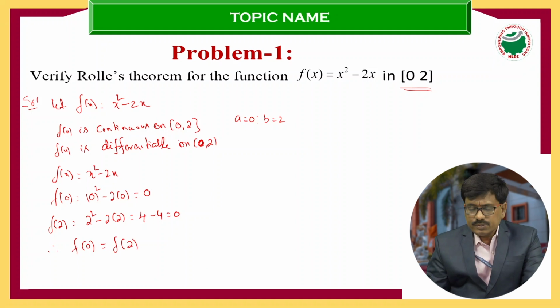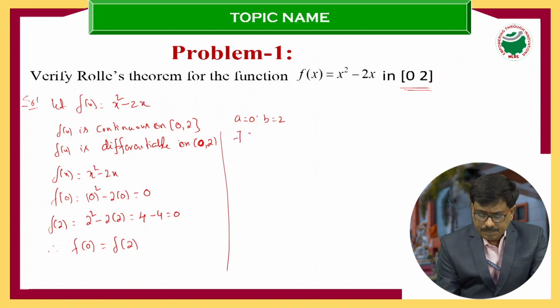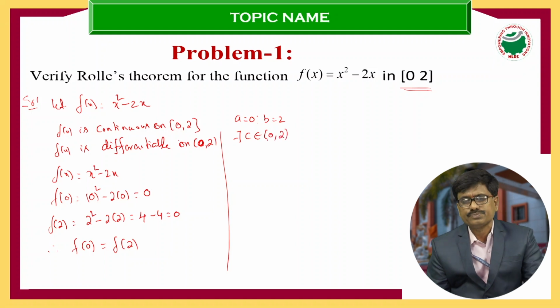If both values are equal, there exists a point C belonging to the open interval 0, 2. Wherever there is a point C, that point lies between 0 and 2.